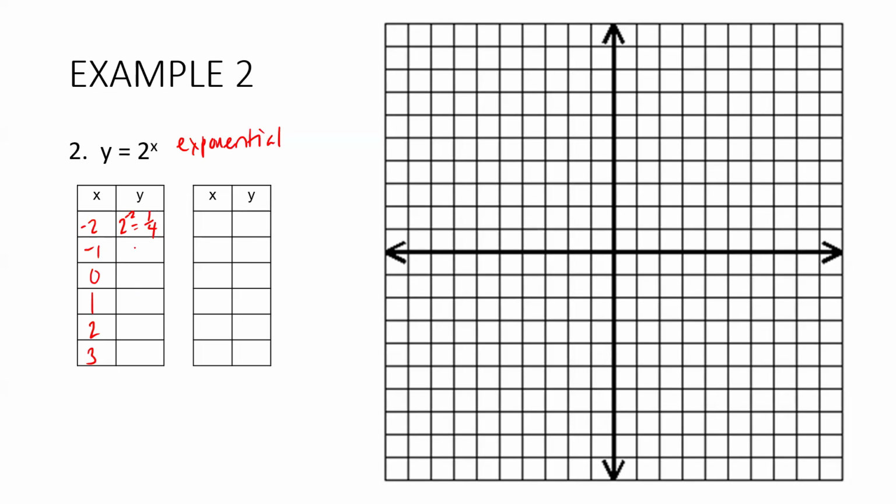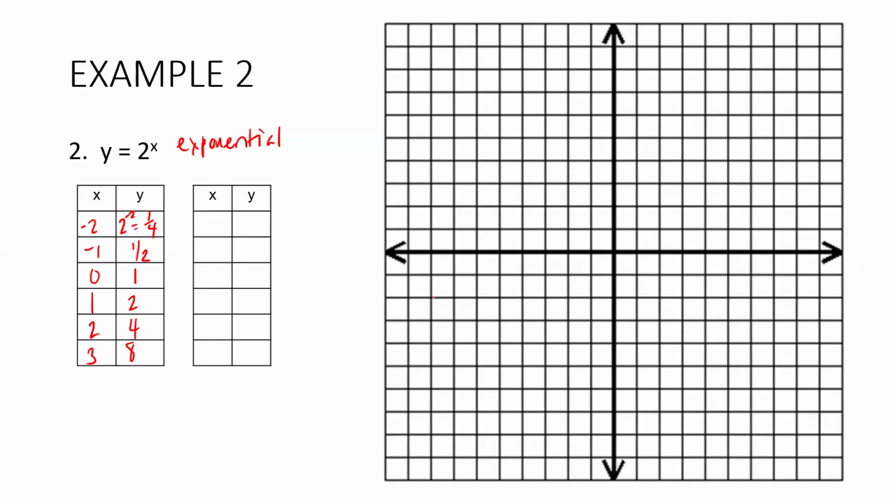2 to the negative 1 is going to give us 1/2. 2 to the 0, anything to the 0 power is 1. 2 to the 1 is going to give us 2. 2 to the 2 gives us 4. 2 to the 3 gives us 8. Okay, so this is our y, our original function.